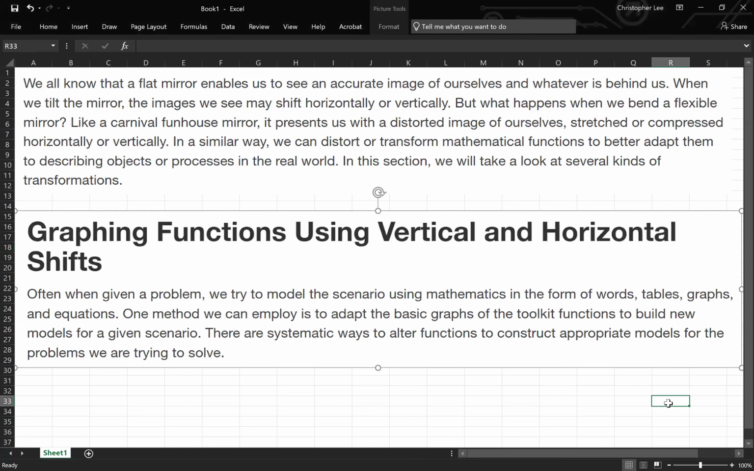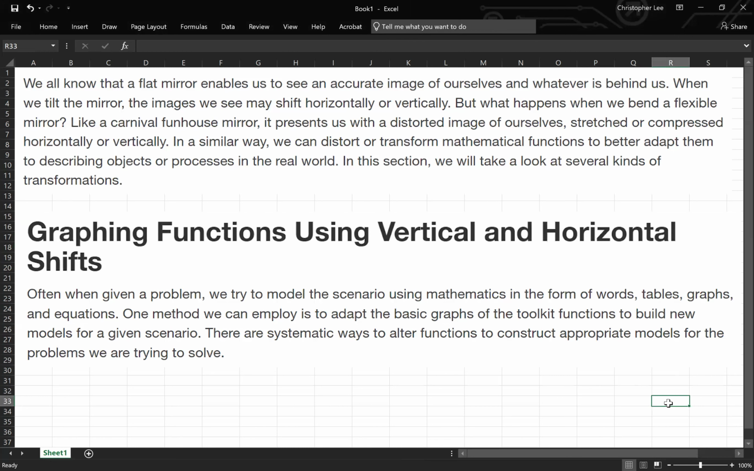So, graphing functions using vertical and horizontal shifts. Often, when given a problem, we try to model the scenario using mathematics in the forms of words, tables, graphs, and equations. One method we can employ is to adopt the basic graphs of the toolkit functions that we talked about before to build new models for a given scenario. So there are systematic ways to alter functions to construct appropriate models for the problems we are trying to solve.